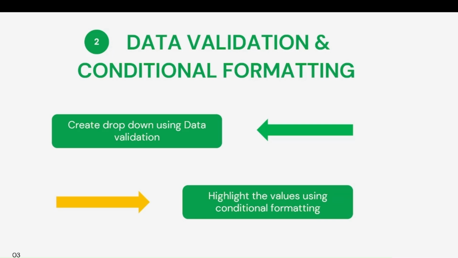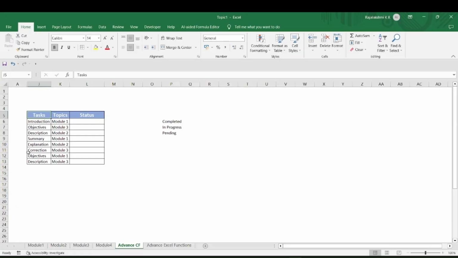And the next is to highlight the values using conditional formatting. Let's see how to do that. We have another simple table here which has the task, topics, and the status of the topics. We have these three status details here, and we have to mention the status of this particular task considering any one of these three status.